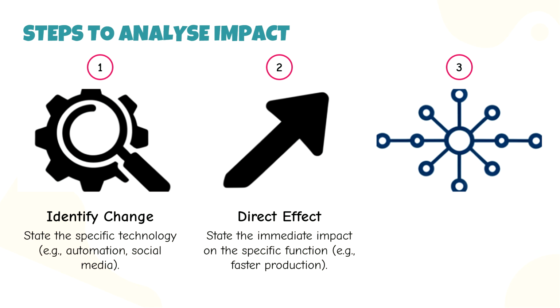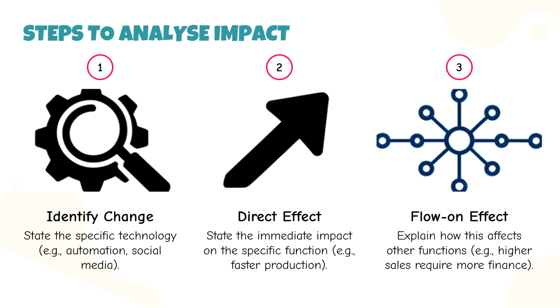So automation would affect the operations. That results in faster production. That is one example of identifying change and linking the direct effect on the business function. Now you need to explain as well the flow-on effects on how this affects other functions. For example, higher sales would mean that you need more finance.